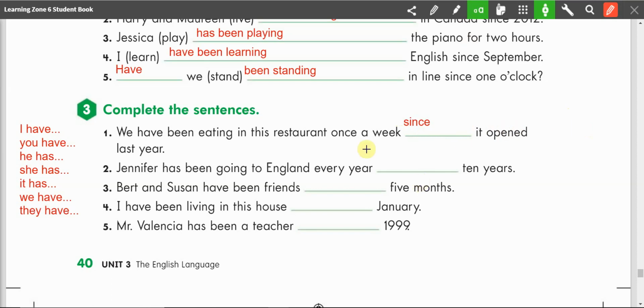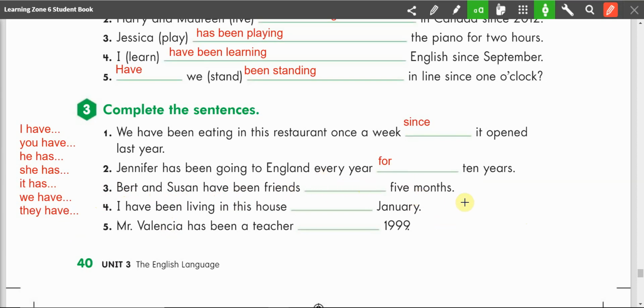Number 2, Jennifer has been going to England every year. All right, is this a point or is this a quantity? 10 years. 10 years is a quantity, una cantidad. So for. Every year for 10 years. So it's cada año por 10 años, or para 10 años.